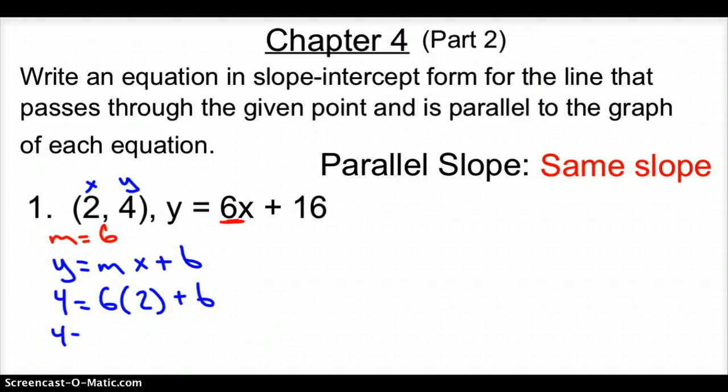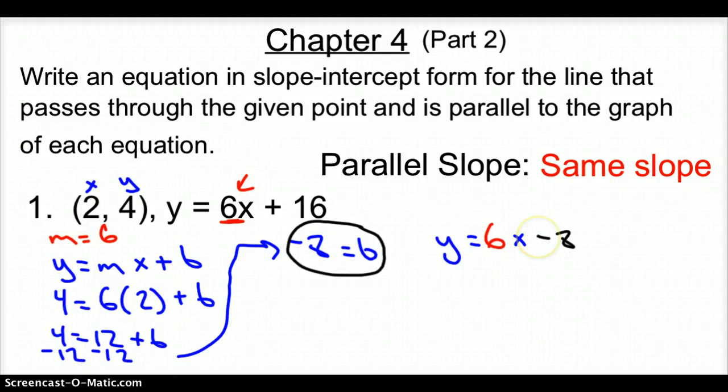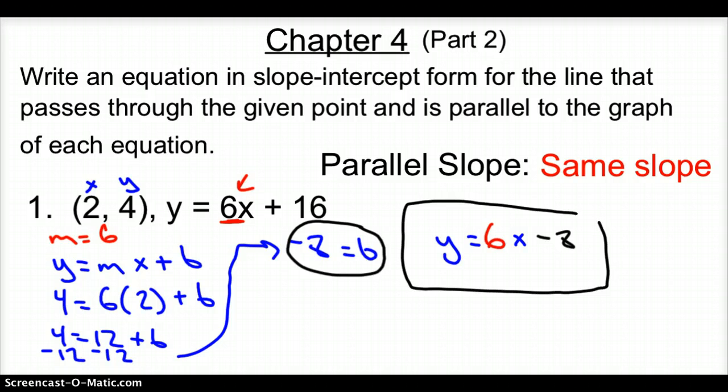Solve for b. 4 equals 12 plus b. Now I'm going to subtract the 12 over to both sides. I'm going to move my work right up there. So now I have negative 8 is equal to b. So now my new equation, y equals, what was my slope? My slope was 6x. And what did you just find for our b? Our b was minus 8. So here is a line that has a slope of 6 that is parallel to y equals 6x plus 16 and runs through this point.